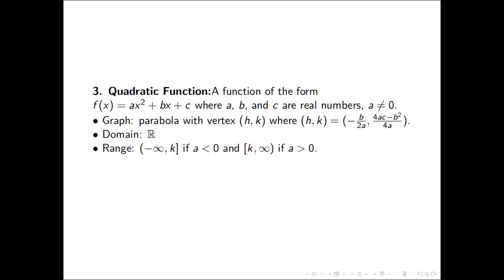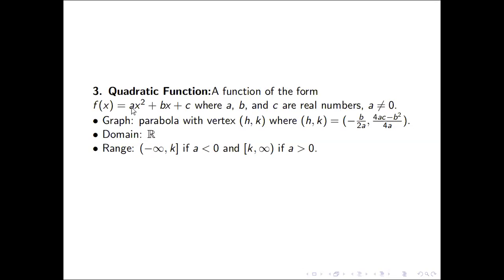For the range, you need the vertex since the vertex is either the highest or the lowest point. Now, if you look at the leading coefficient a, you already know from high school that if a is positive, the parabola opens upwards. If a is negative, it opens downwards. So if a is negative, it opens downwards, your vertex (h, k) will be the highest point. So the highest y value will be the y value of the vertex, k. So it will range from negative infinity to k if a is less than 0.